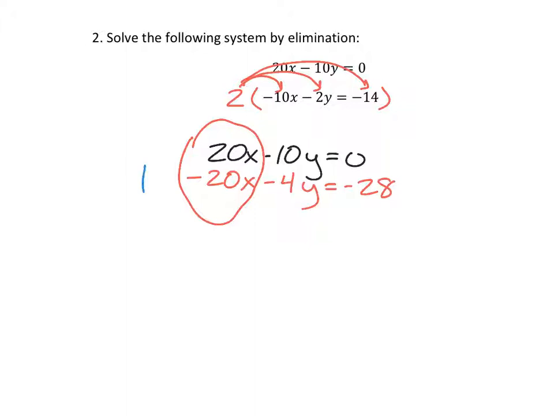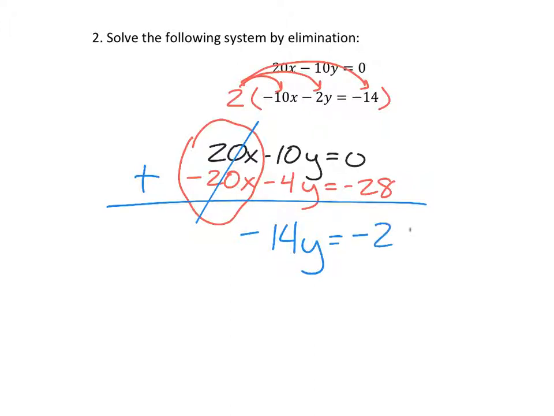The second step told me to add the equations together, like an old-fashioned problem. What happens when we add together these two equations? They cancel each other out. What cancels each other out? The 20x and the negative 20x. Those are opposite like terms. It's gone. Bye. Then I keep adding. Negative 10 plus negative 4 is negative 14y. Equals 0 plus negative 28, negative 28.